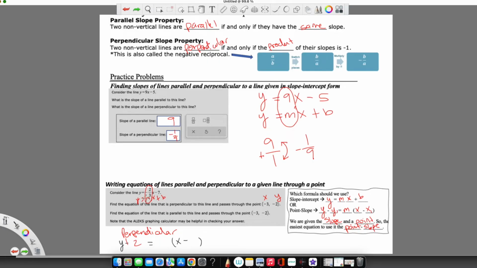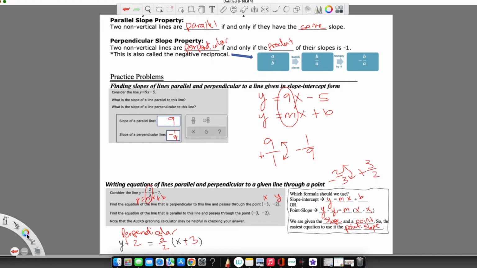Now, one thing we do need to be careful about, since it's perpendicular, I need to take that negative 2/3 and I need to flip it over. So it's going to be 3/2, and it was negative, now it's positive. So it's going to be 3/2 times x minus x1. So it's x minus -3, which is +3.